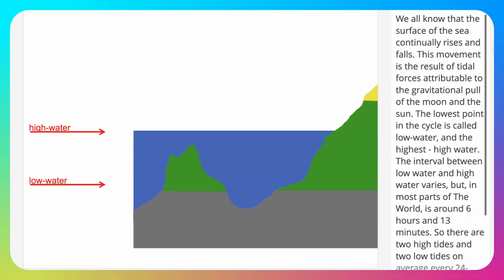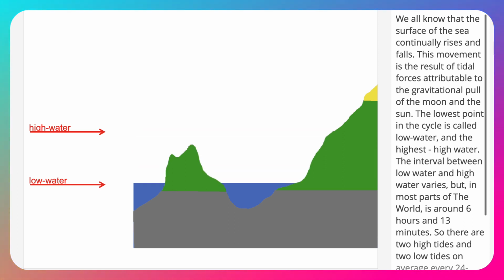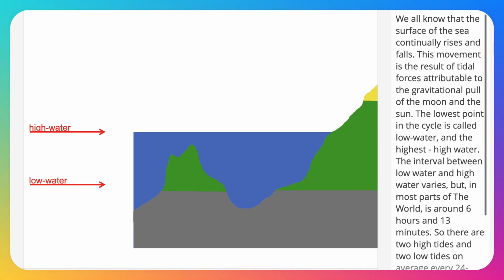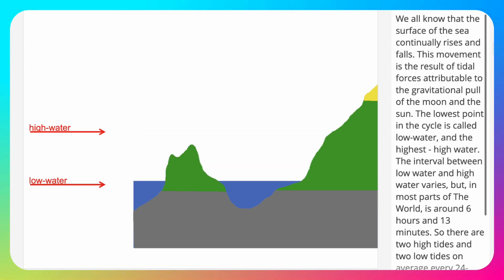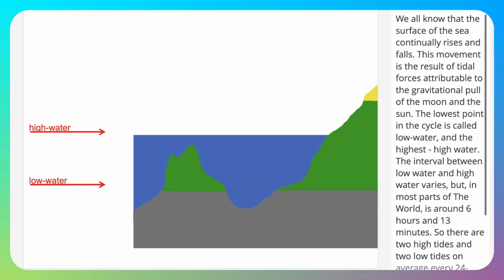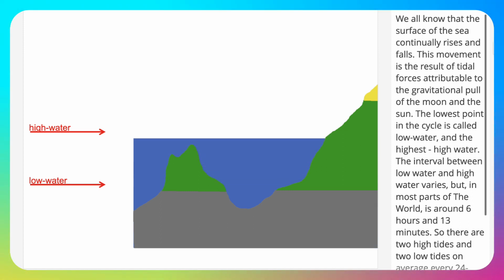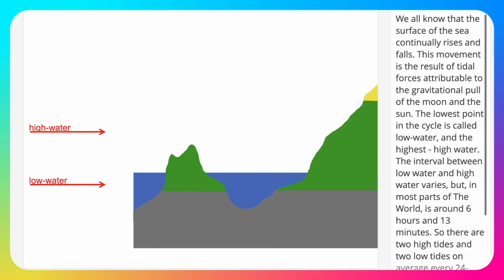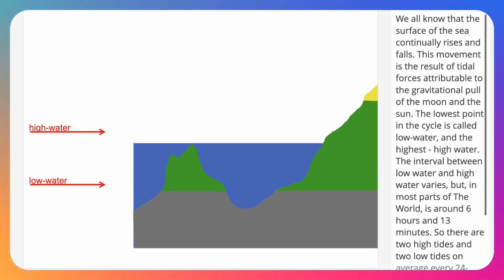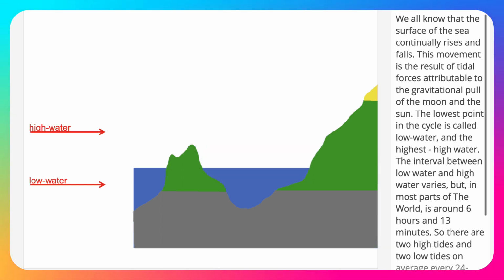The interval between low water and high water varies, but in most parts of the world is around 6 hours and 13 minutes. So there are 2 high tides and 2 low tides on average every 24 hours 51 minutes, with the time of high water and low water getting progressively later each day. The heights of high water and low water also change.